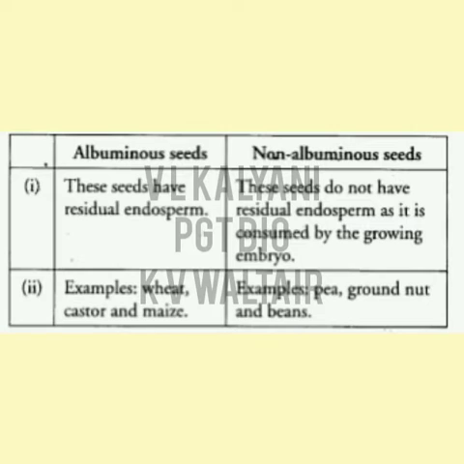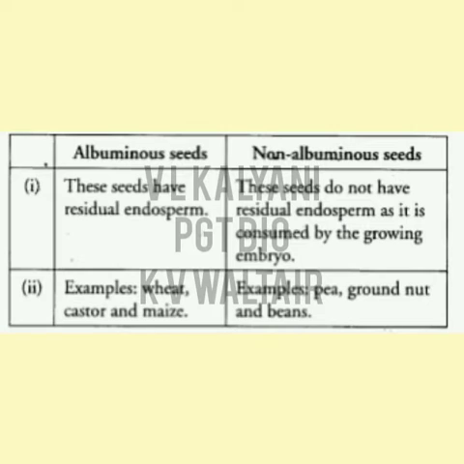In albuminous seed, children, they contain a part of endosperm, a residual endosperm. A small amount of endosperm is still remaining in the seeds. Actually, it will be used up within the embryo development, but still a small amount is remaining in the seed, then we call it as albuminous seed. So here the other examples, children, are wheat and maize.